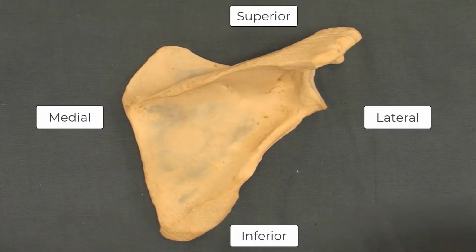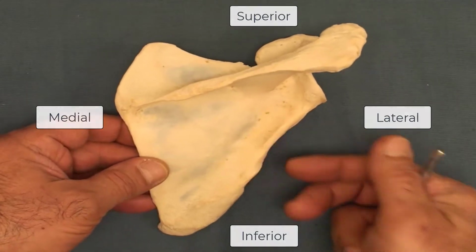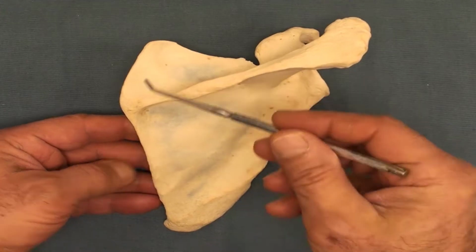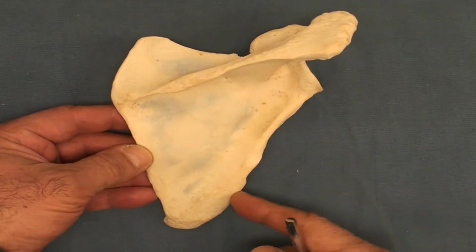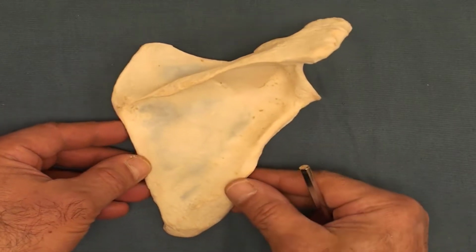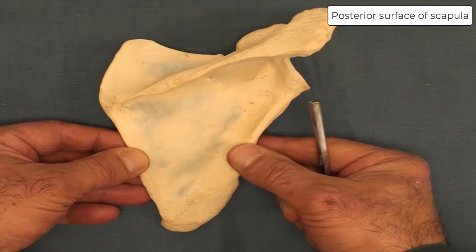Scapula is a triangular flat bone. When we say triangular, it means it has three borders, these borders, and three angles. It also has two surfaces. So we are looking at the posterior surface of the bone.